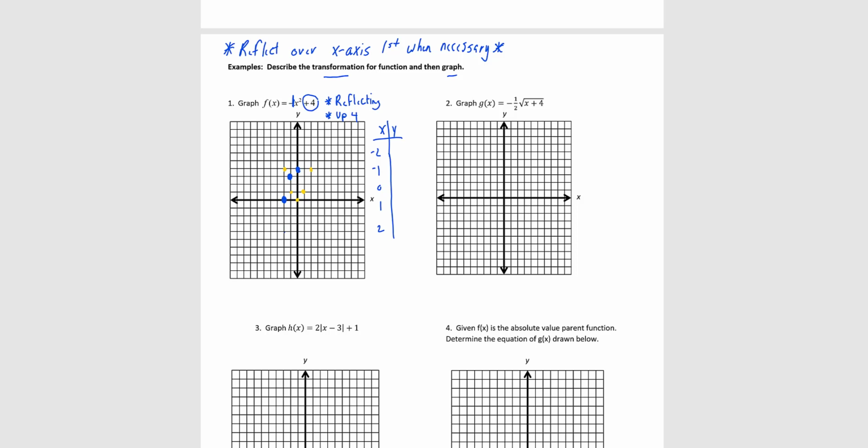And again, since there's symmetry with the parabola, we kind of already know where the other points are going to be.